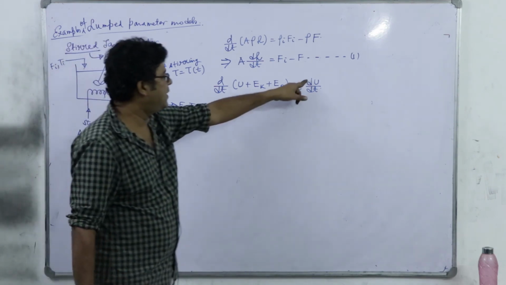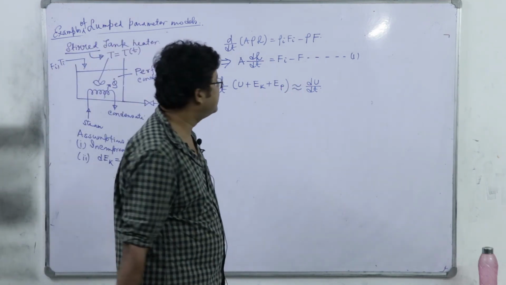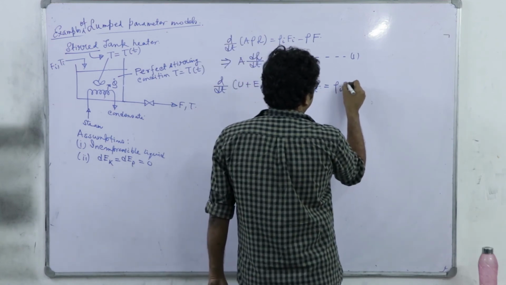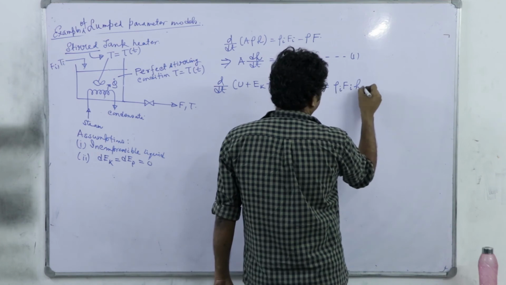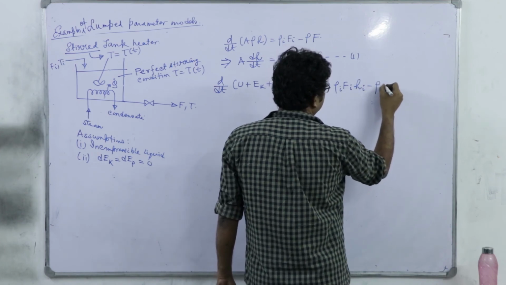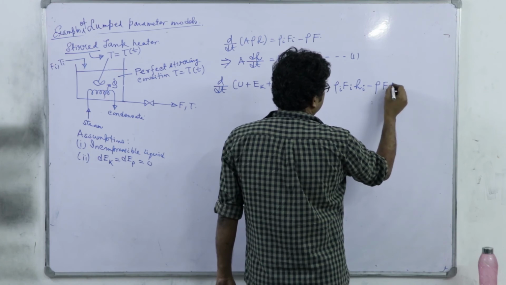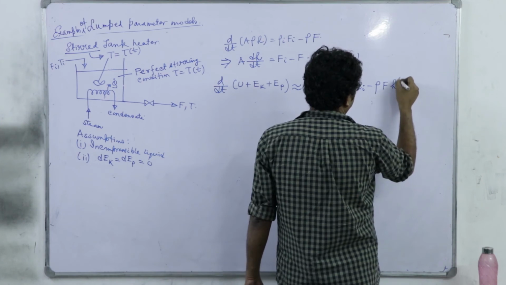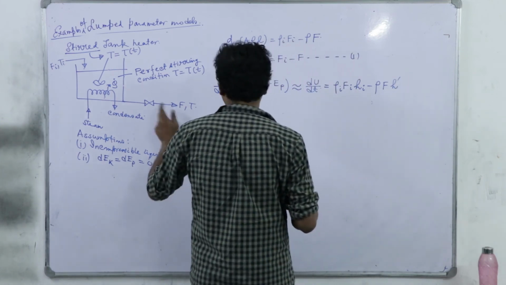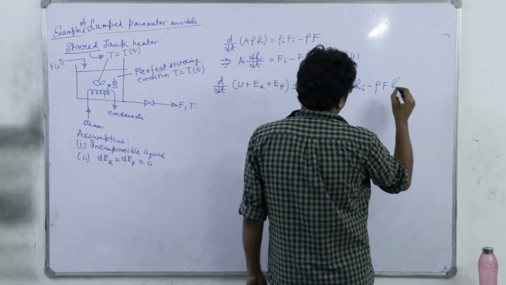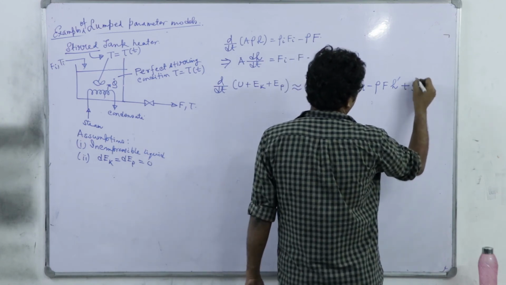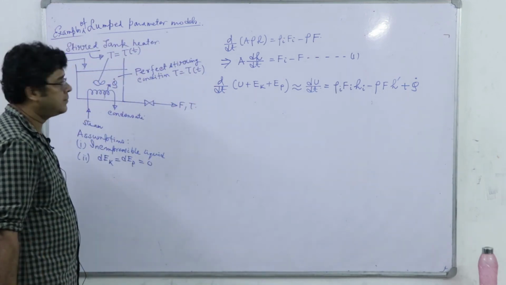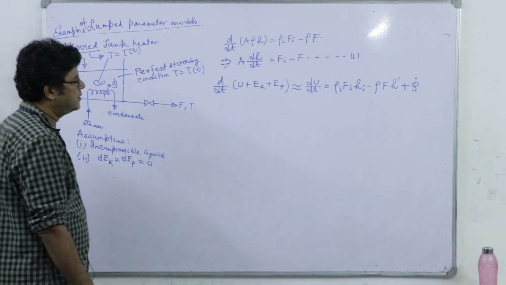So we can safely approximate it as du/dt. So du/dt is equal to Fi rho Hi minus F H, or let's write, as we have used H, so let's write H prime, where H prime is the specific enthalpy of the outflow, plus Q dot. Q dot is the heat inflow rate.